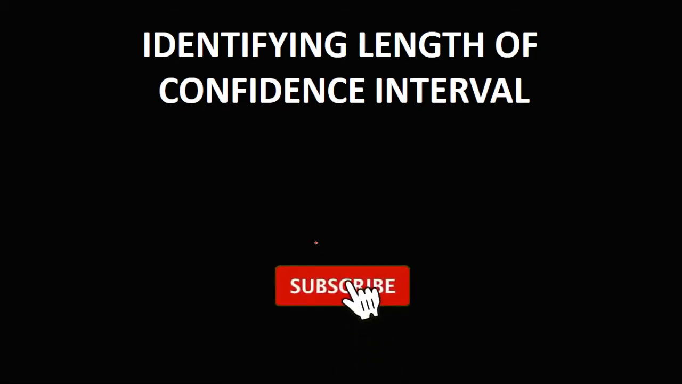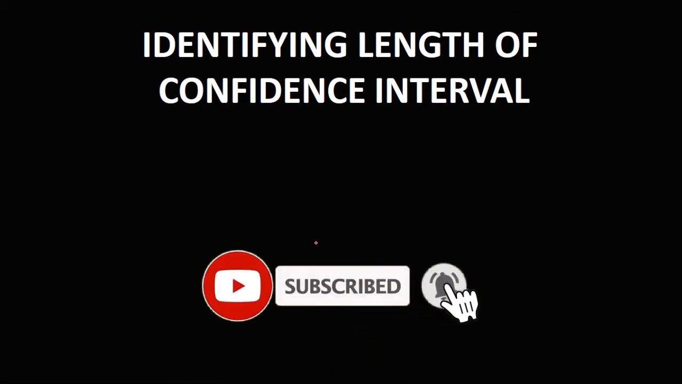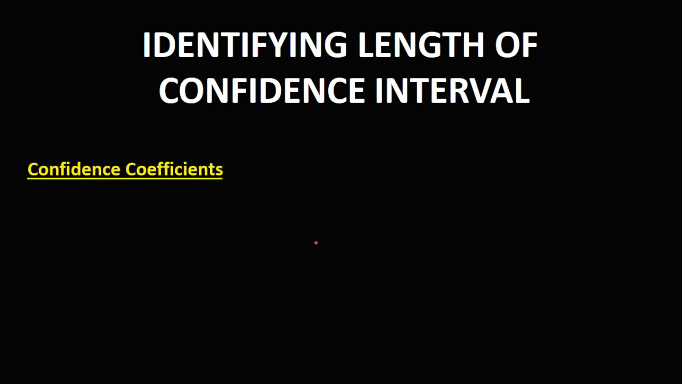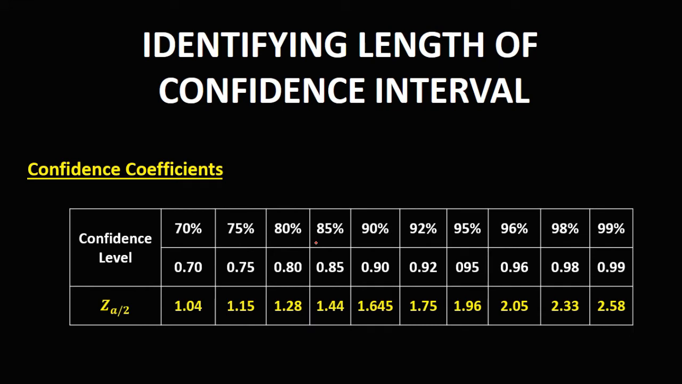Okay, so let's have this one. Identifying length of confidence interval. And these are the different confidence coefficients. If the confidence level is 85%, then the confidence coefficient is 1.44. For confidence level 96%, the confidence coefficient is 2.05.